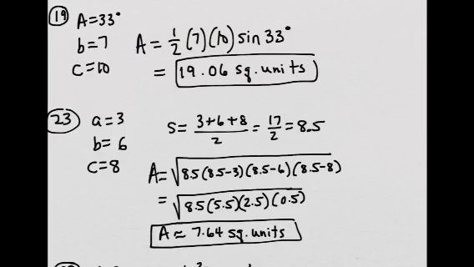For 23, we use Heron's formula because they gave us three sides. So you find the semi-perimeter first by adding these three and dividing by 2, and that gives you the S value right there. And then it's the square root of the product of the S times s minus side A times s minus side B times s minus side C. So here are the simplified numbers, and then you take the square root, and we get this.